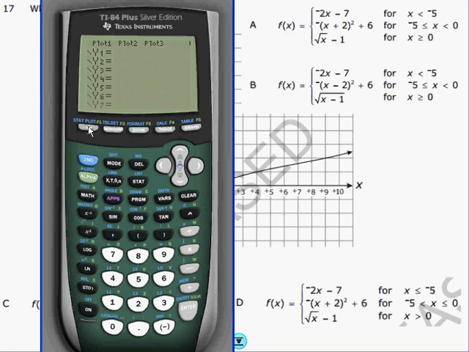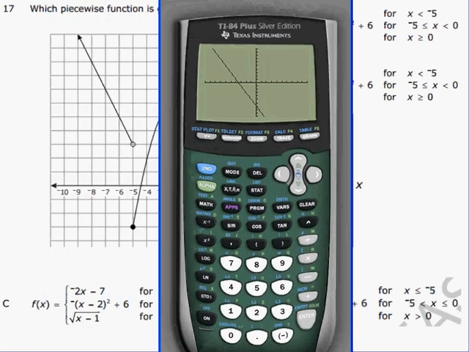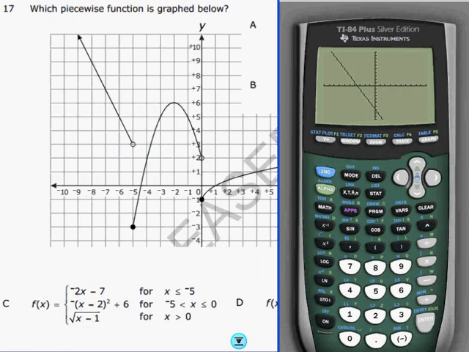Now, we've talked about how to plug these in, but it's really complicated. So let's just look at it one part at a time. Negative 2x minus 7. Let's graph that. Okay, so that's one part of the graph. Does any part of the graph look like that? Is that maybe this guy? I think it might be.